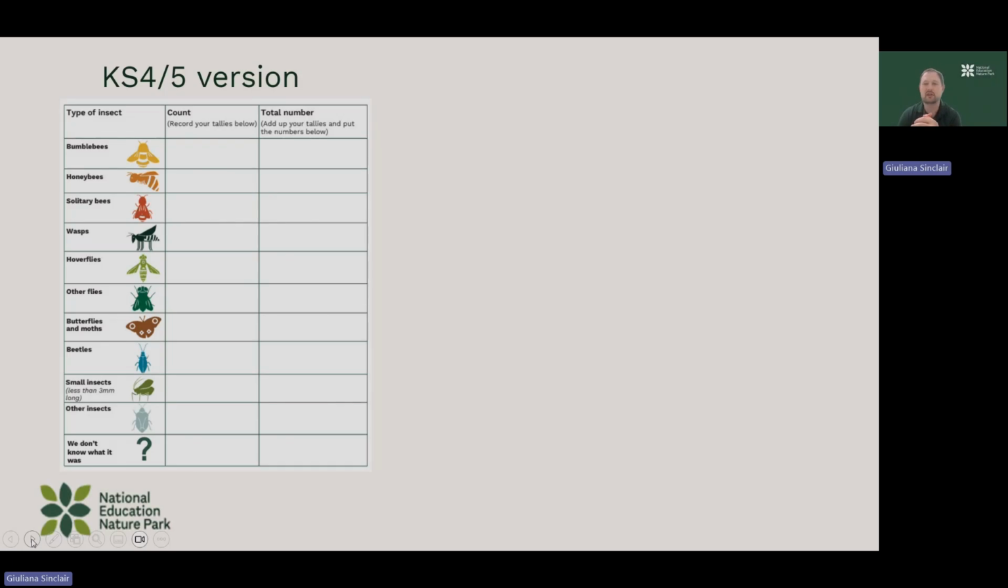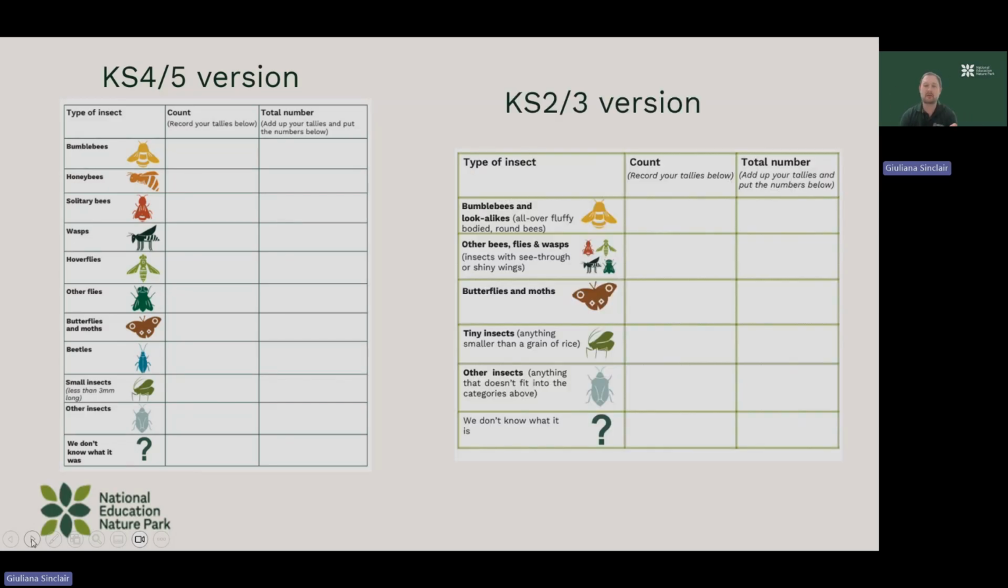Those in sort of year 4, 5, 6 are not necessarily the greatest at identifying solitary bees from honeybees or hoverflies from honeybees. So we made an adaptation, again worked with UKCEH on this, to make a Key Stage 2 and 3 version. So one that is still useful scientifically with the data, but it just has fewer groups.